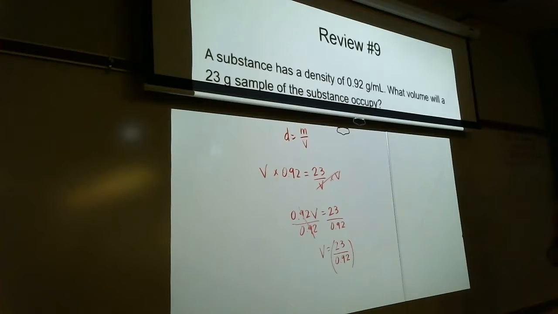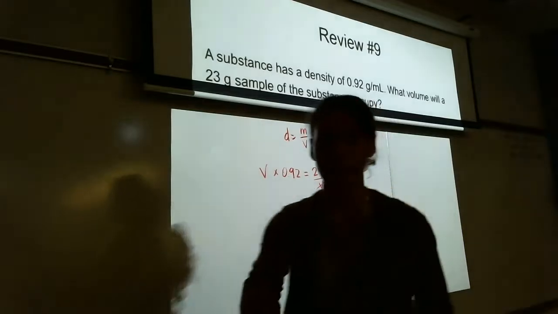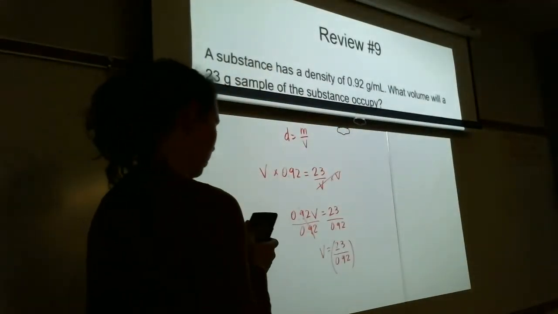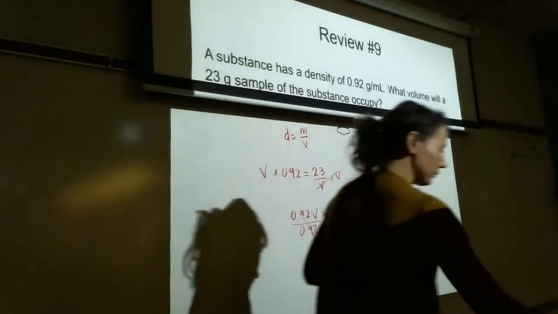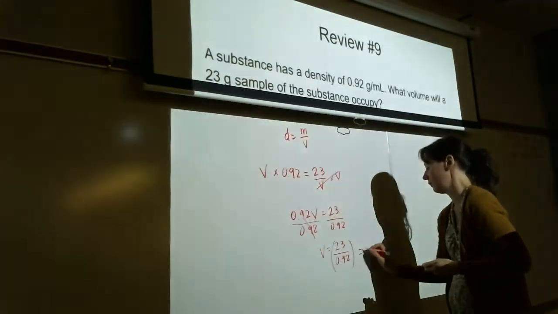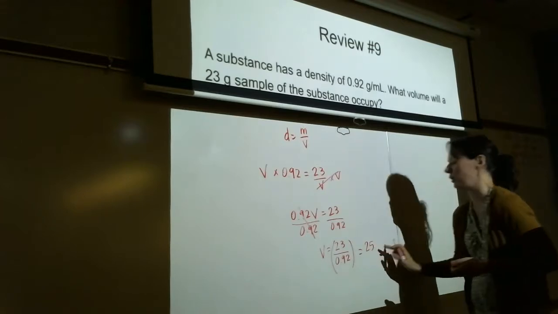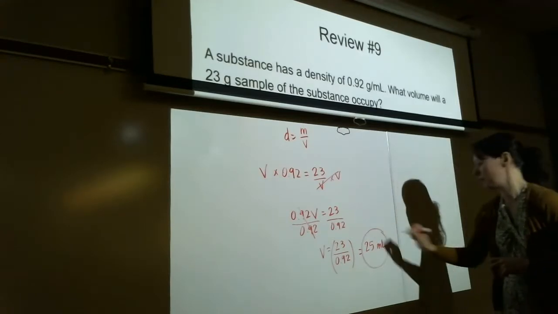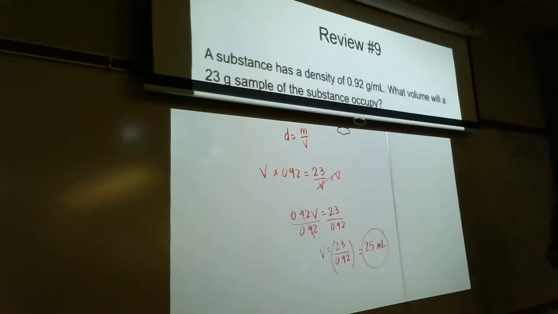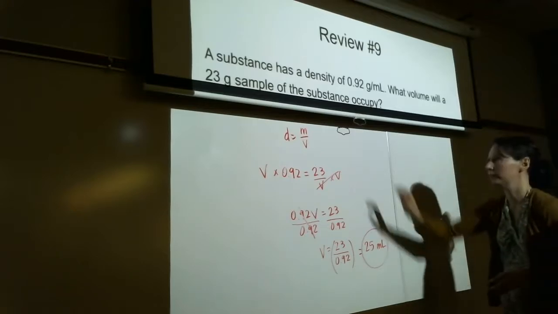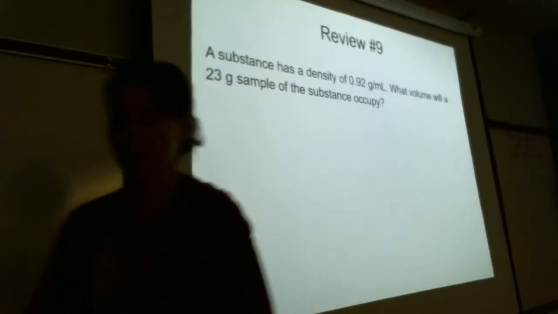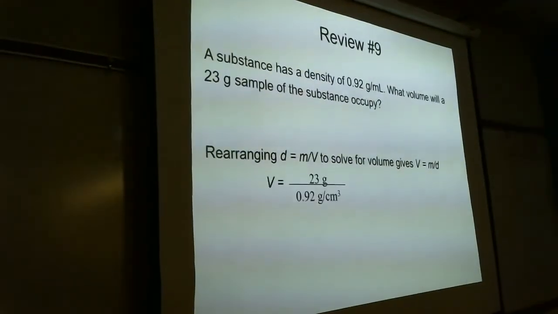Are we in agreement on the arithmetic? All right, so now what we need to do is just plug it into our calculator and then round to 2 sig figs. So 23 divided by 0.92 is 25. And then what will my units be? Milliliters. Do we agree? Get the same number? All right. So that's an algebra question.